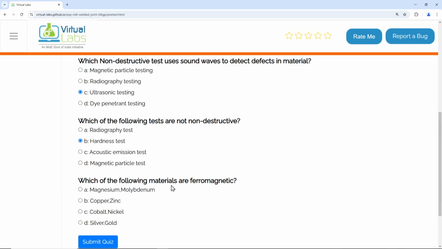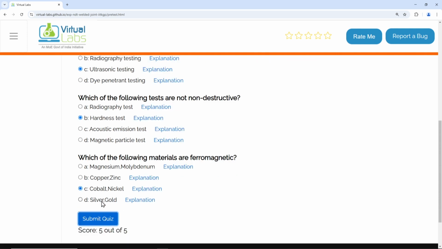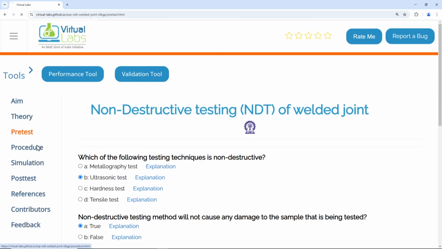Which of the following materials are ferromagnetic? Magnesium, molybdenum, copper, zinc, cobalt, nickel, silver, gold. Here the cobalt, nickel combination is ferromagnetic. I submit. Let me come to the procedure.